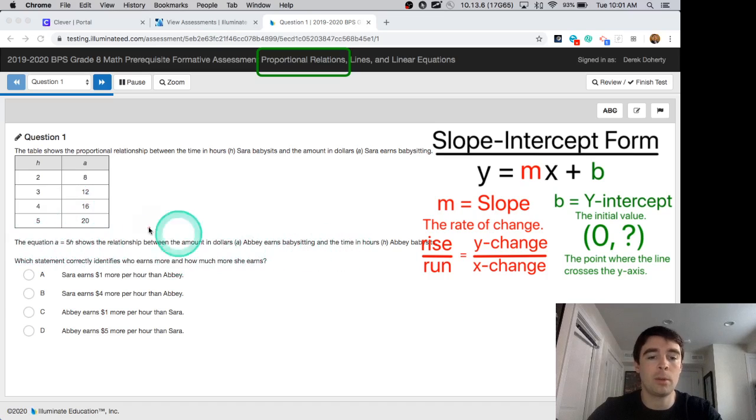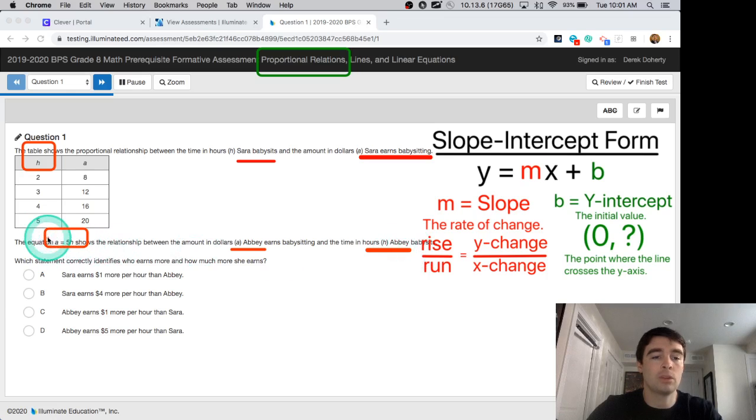So really your job on problem 1 here, I'm going to put some red underlines. Sarah's babysitting and she has a table to show what she's doing. And Abby's earnings are represented by this equation A equals 5H. So you're really comparing this table for Sarah with the equation for Abby, and your job is to make sense of this data in the table and the equation and figure out who earns more money.